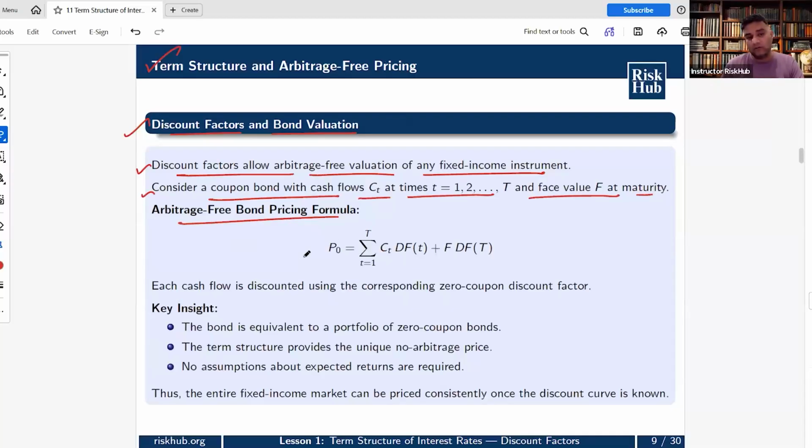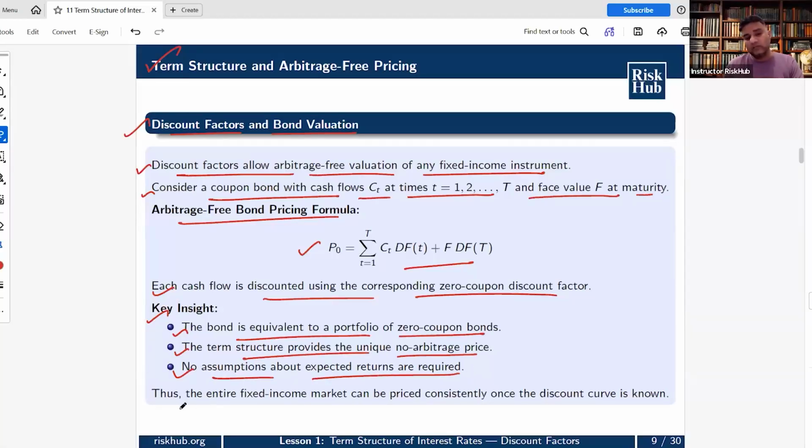The arbitrage-free bond pricing formula is given here. Each cash flow is discounted using the corresponding zero coupon discount factor. The bond is equivalent to a portfolio of zero coupon bonds. The term structure provides a unique no-arbitrage price. No assumptions about expected returns are required. Thus, the entire fixed income market can be priced consistently with the discount curve.